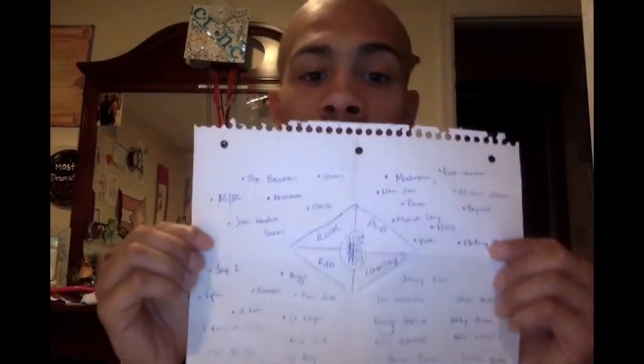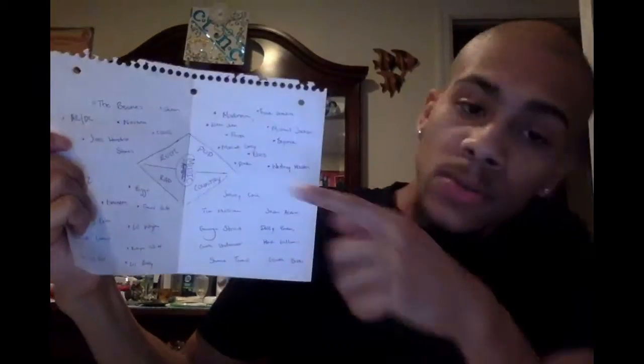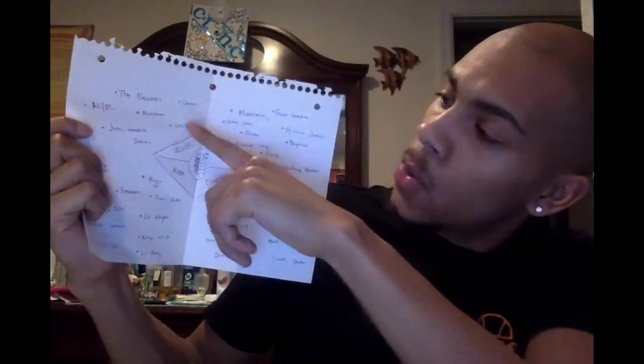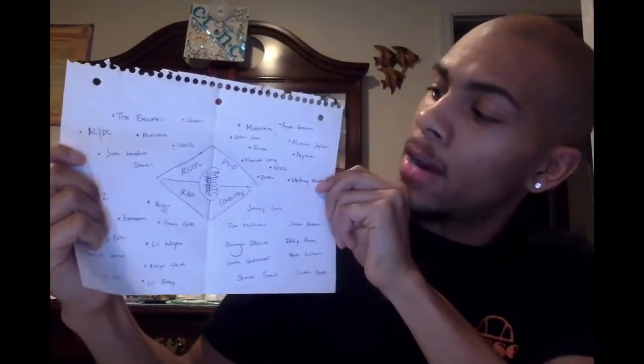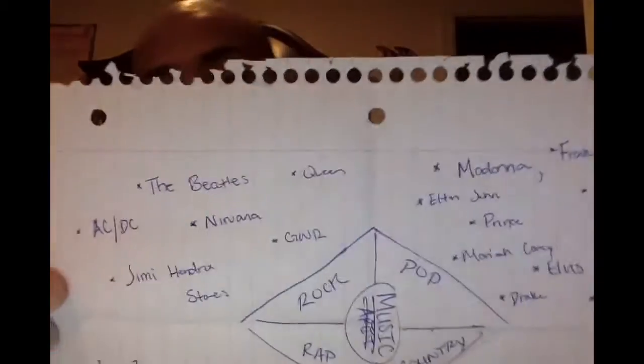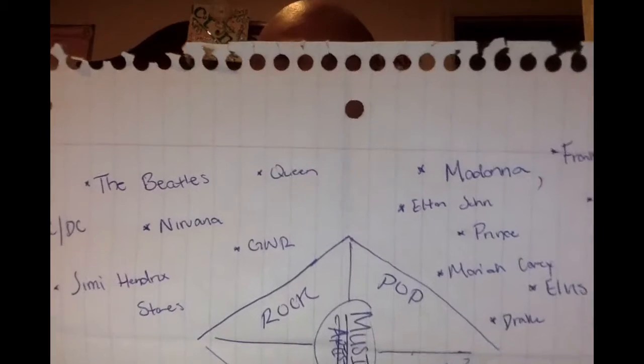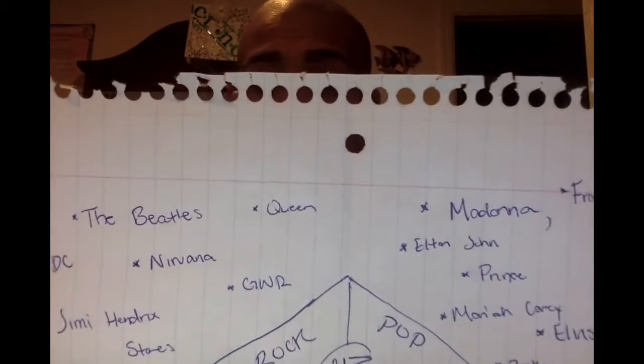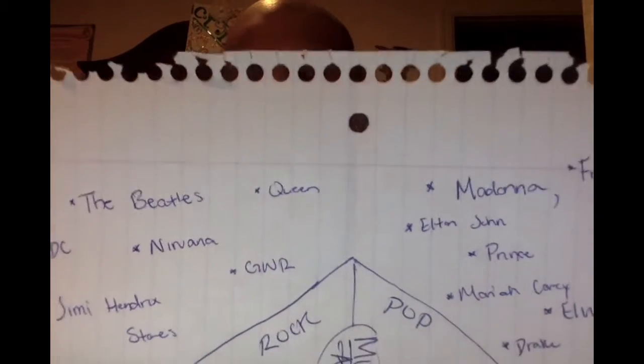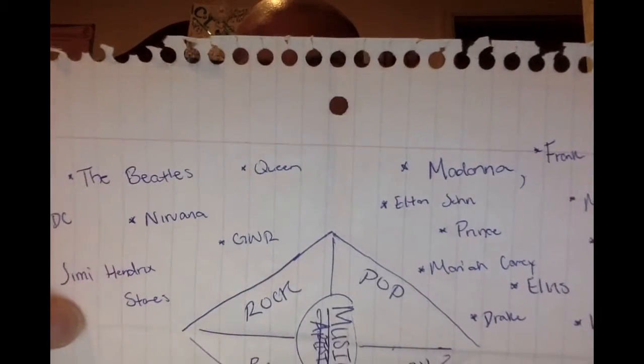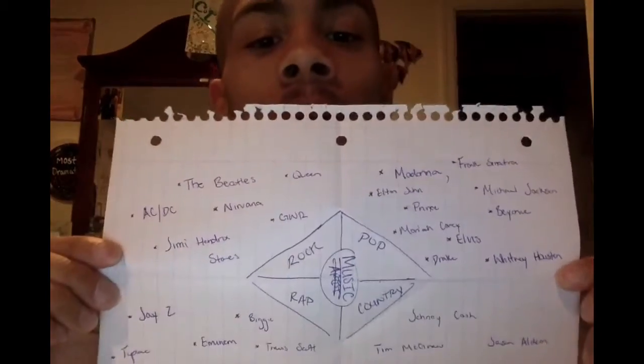So in rock, we see I have what do I have here? I have the Beatles, Queen, AC/DC, Nirvana, GNR. Sorry if it's not clear at all. GNR, Guns N' Roses, Queen, Nirvana. I think I already said that. Jimi Hendrix, and what did that say? Oh, the Stones, the Rolling Stones. Can't forget the Rolling Stones. So hopefully that's kind of clear.